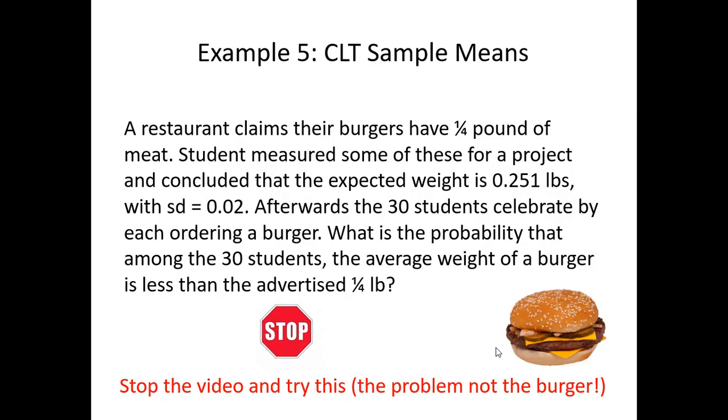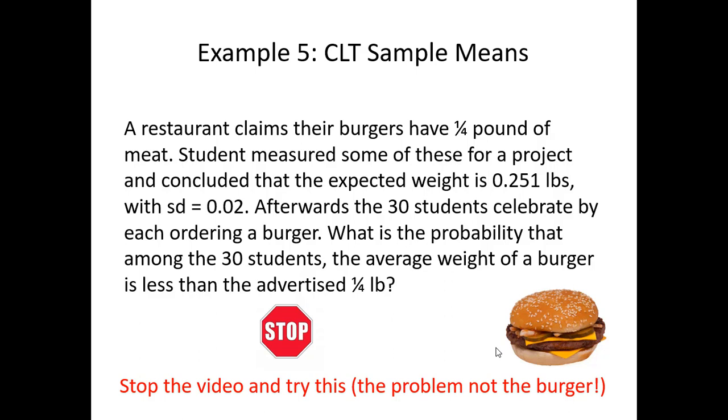Okay, now for our last problem. Again, a central limit theorem application involving sample means. Let's say a restaurant claims that their burgers have a quarter pound of meat, right? Very famous item, the quarter pounder. Now, suppose that students measured some of these for a project and concluded that the expected weight is 0.251 pounds. Standard deviation is 0.02.